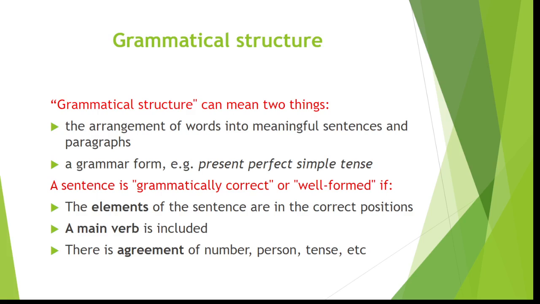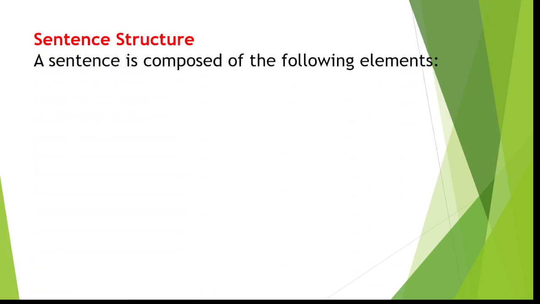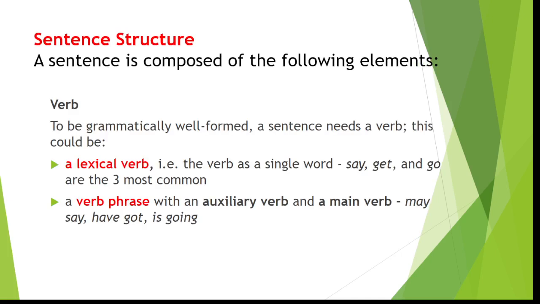A sentence is grammatically correct or well-formed if the elements of the sentence are in the correct positions, a main verb is included, and there is agreement of number, person, tense, etc. Sentence structure: a sentence is composed of the following elements. Verb: to be grammatically well-formed, a sentence needs a verb.